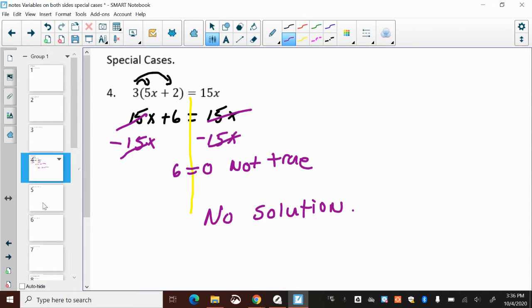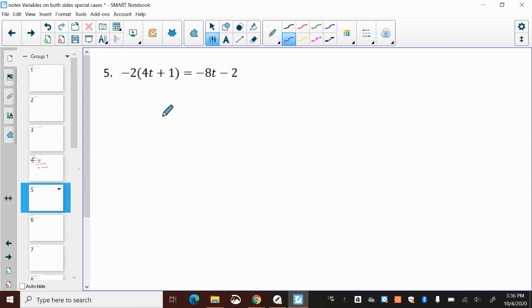Okay, let's look at the other special case. You just start solving like normal. You're not going to know it's a special case until you get into it. We start with the distribution. Minus 2 times 4t is negative 8t. Minus 2 times positive 1 is minus 2. And just rewriting what we see on the right side here.